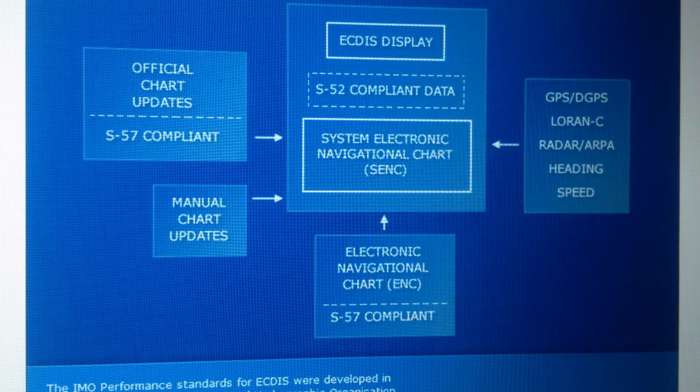The IMO performance standards for ECDIS were developed in cooperation with the International Hydrographic Organization and the International Electrotechnical Commission. The IHO has developed complementary recommendations on electronic navigation charts, which standardize the database and the content, structure and format of the information provided and displayed. The IEC is developing the methods of testing an ECDIS so it meets the requirements from IMO and IEC.